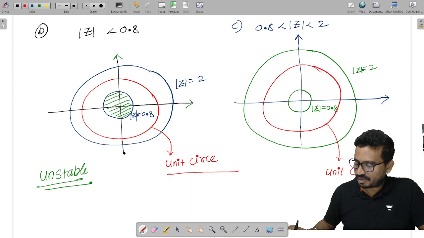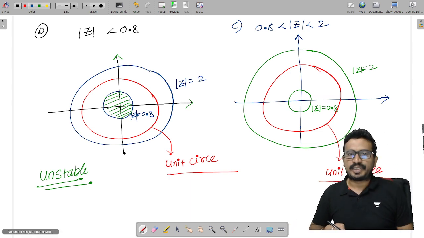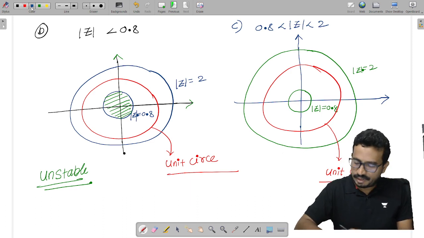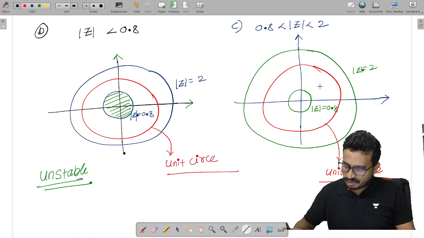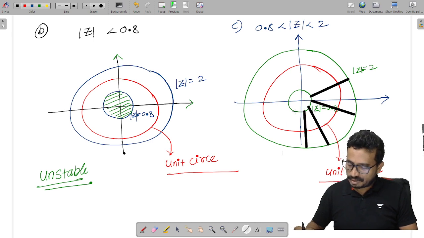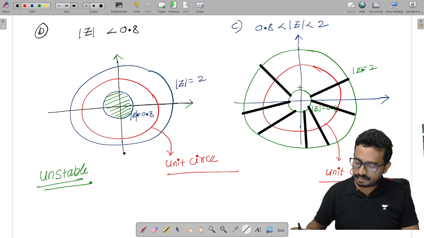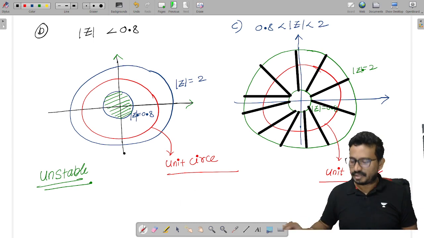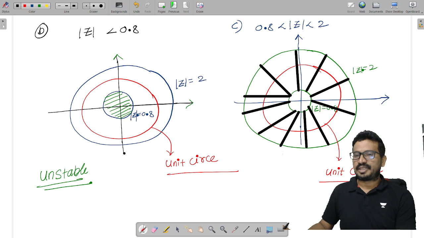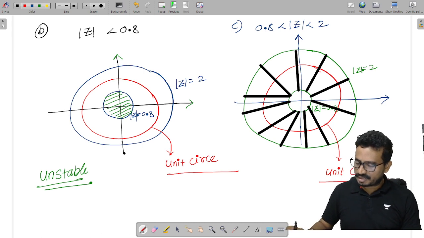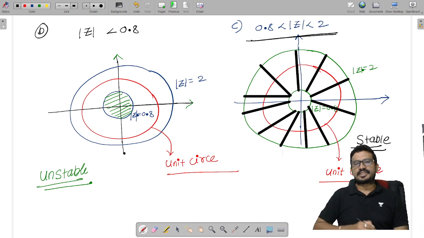Now see the ROC given here, which lies between 0.8 and 2. So 0.8 to 2 means where is the region, like this. This is the region of ROC, isn't it? Now is my unit circle inside my ROC or not? Yes, the ROC is included, the unit circle is inside my ROC. So that's why in this case the system is stable. For this particular ROC the system is stable.